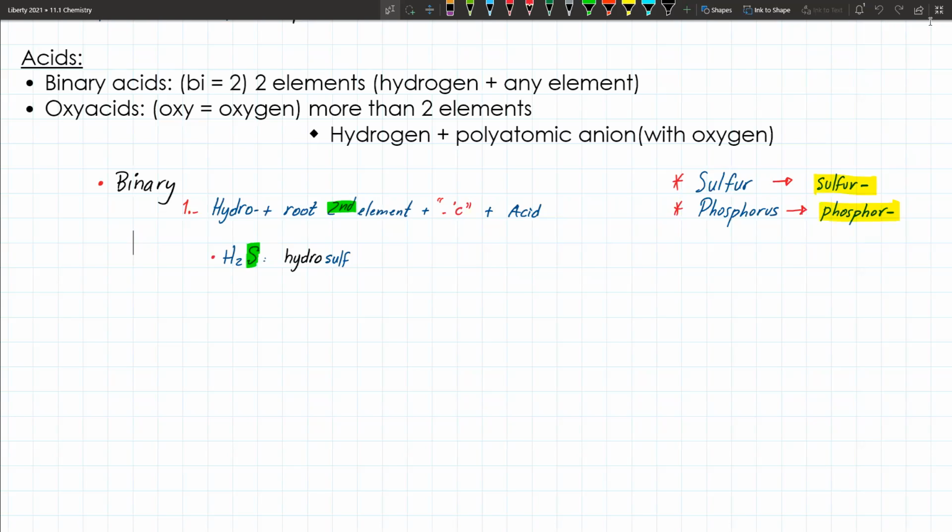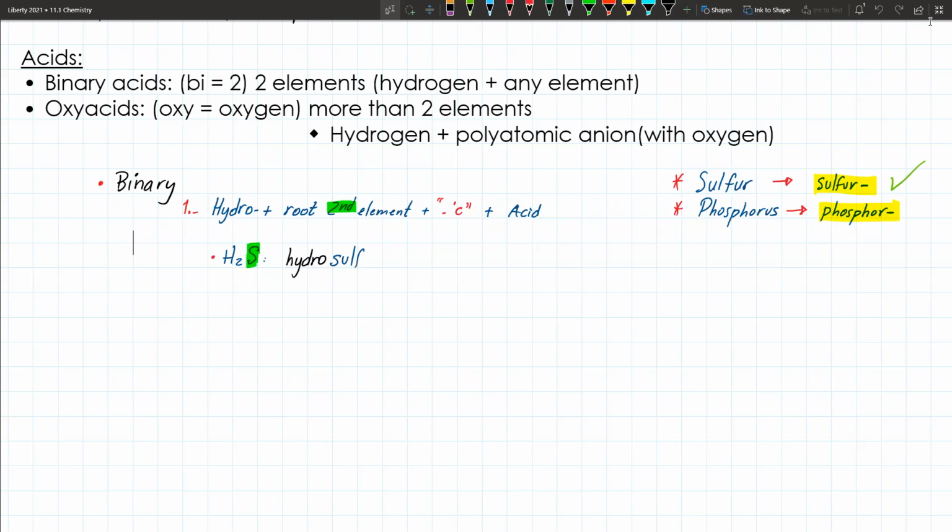Okay, like that. So going back from the beginning, follow the instruction. It says, first comes hydro. Then comes the root for the second element. The second element is sulfur, which is one of the exceptions. So the root that you're going to write, it's like I specified over there, sulfur. So this will be hydrosulfur.